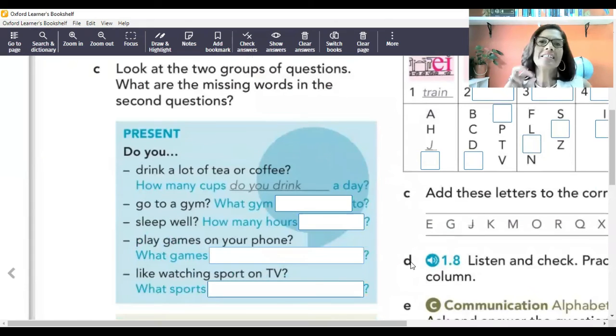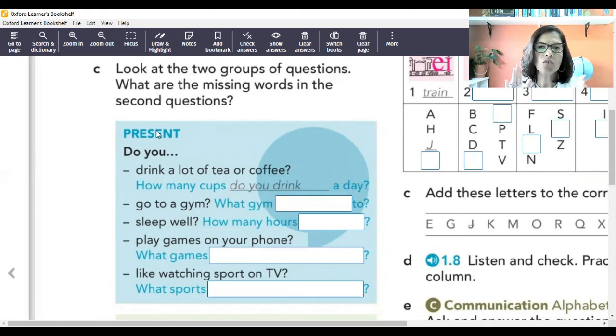So this exercise is very good for your fluency, yeah? To keep the conversation going, right? So look at the 2 groups of questions. What are the missing words? 2 groups of questions. Present, yeah?